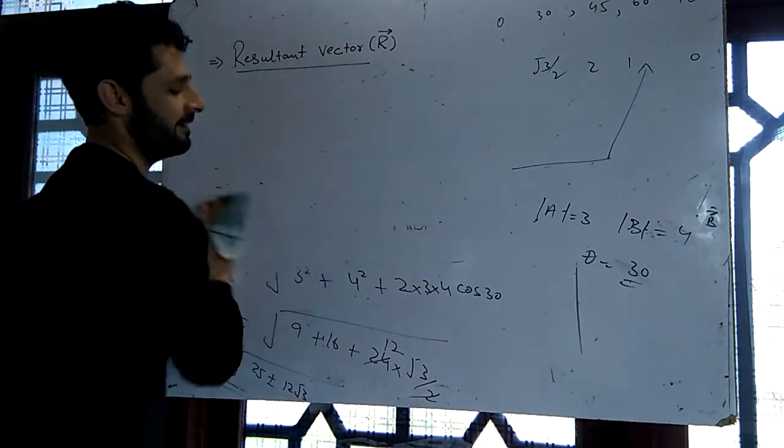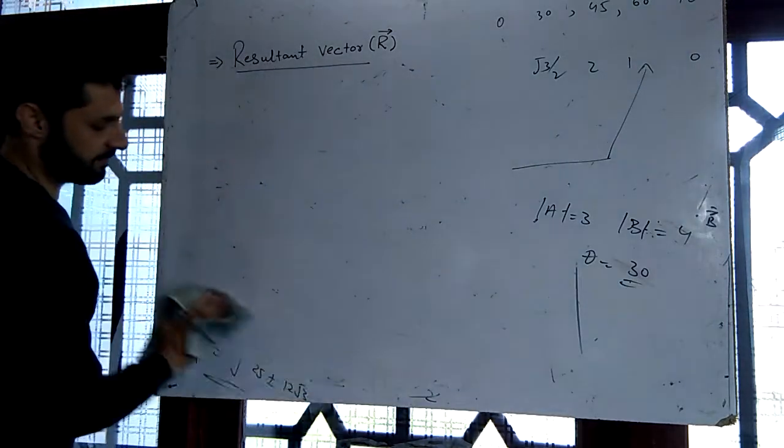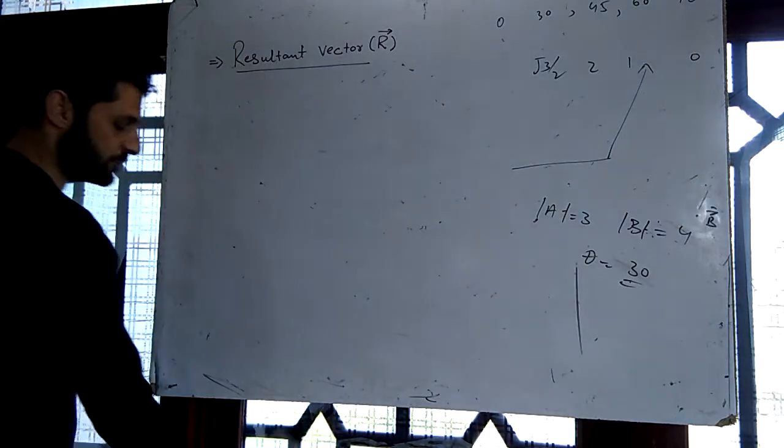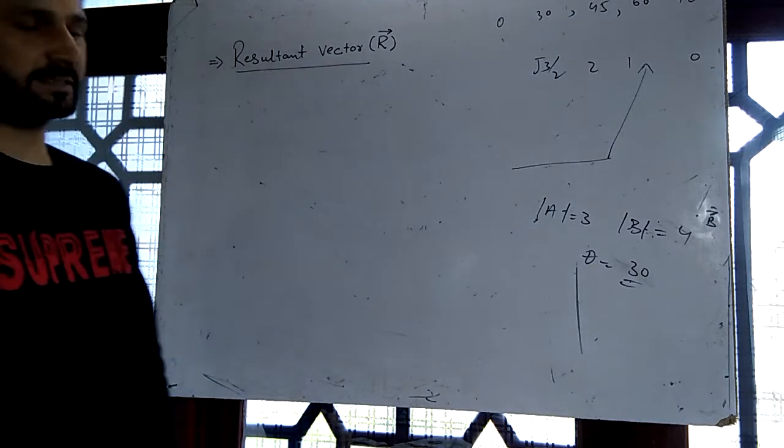So what is a resultant vector? A vector which produces the same effect as produced by two or more individual vectors together.